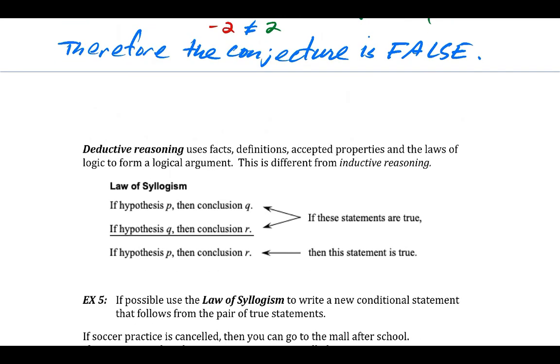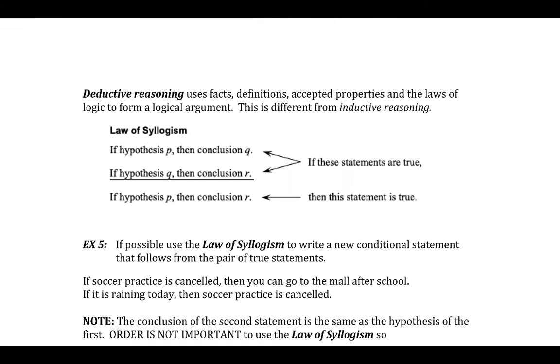Now, deductive reasoning. We just talked about inductive reasoning showing patterns. Deductive reasoning, though, uses facts, definitions, and accepted properties and laws of logic to form a logical argument. So this is different than inductive reasoning. We have two laws of logic, but the only one that we're going to concentrate on is the law of syllogism.